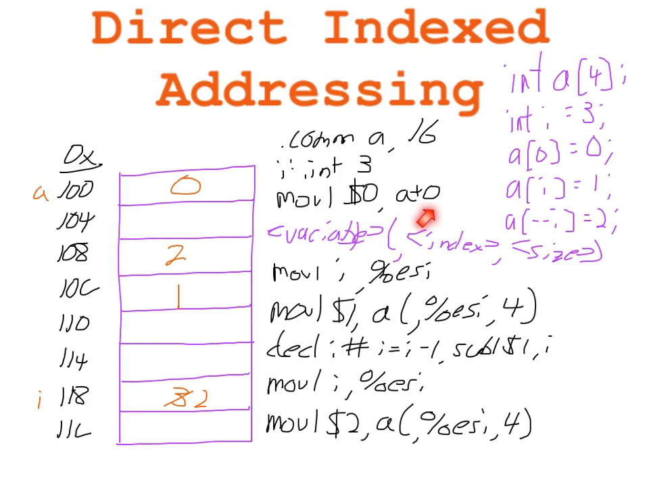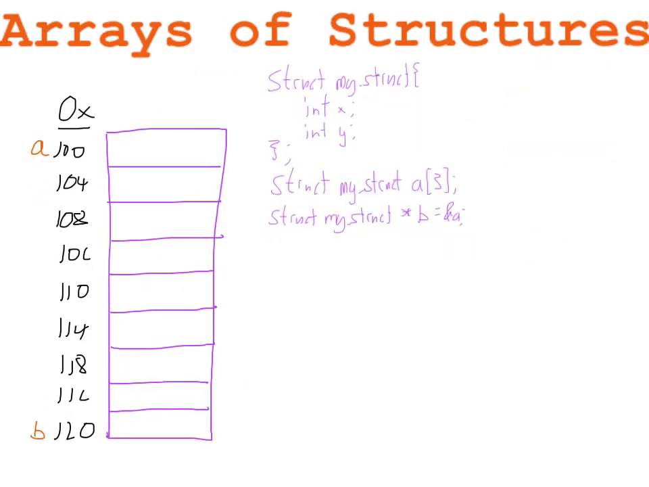Okay, now that concludes everything I need to say about direct indexed addressing. Let me talk about one last thing about base indexed addressing. What I'd like to talk about now is how we would work with a pointer to an array of structures in assembly language. Now, you should immediately think base indexed addressing because we're talking about a pointer to an array of something. It happens to be an array of structures now instead of an array of integers, which is what we worked with in our previous examples.